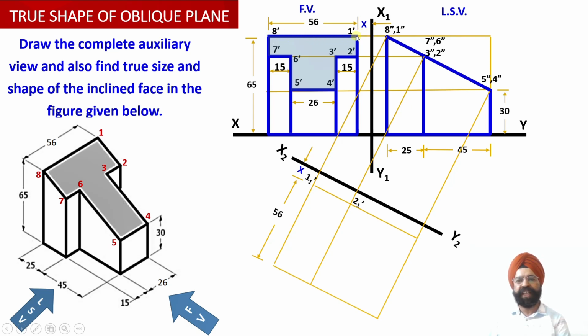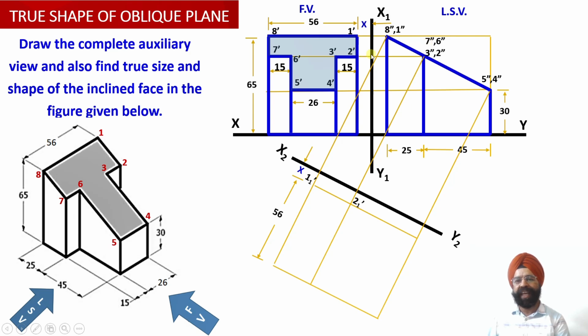So 56 plus x distance gives me the location of 8 dash point. So once I transfer this distance in this direction over here onto this projection line, why? Because the point 8 double dash corresponds to this particular projection line. So once I obtain this horizontal line, I'll be able to obtain this point as 8 1 dash over here. Similarly, I have got point 7 double dash over here.